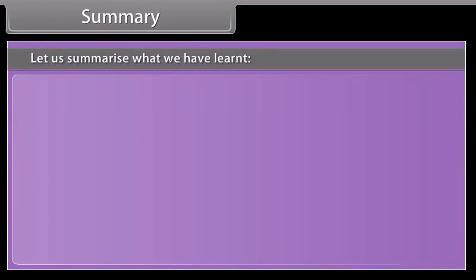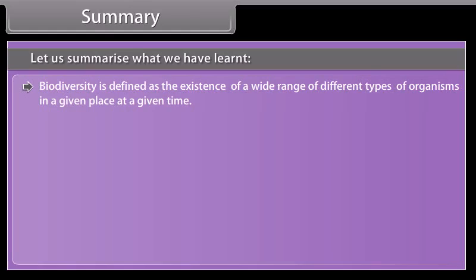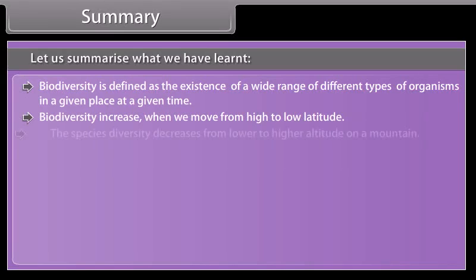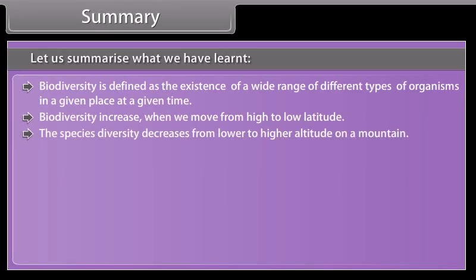Summary. Let us summarize what we have learned. Biodiversity is defined as the existence of a wide range of different types of organisms in a given place at a given time. Biodiversity increases when we move from high to low latitude. The species diversity decreases from lower to higher altitude on a mountain.